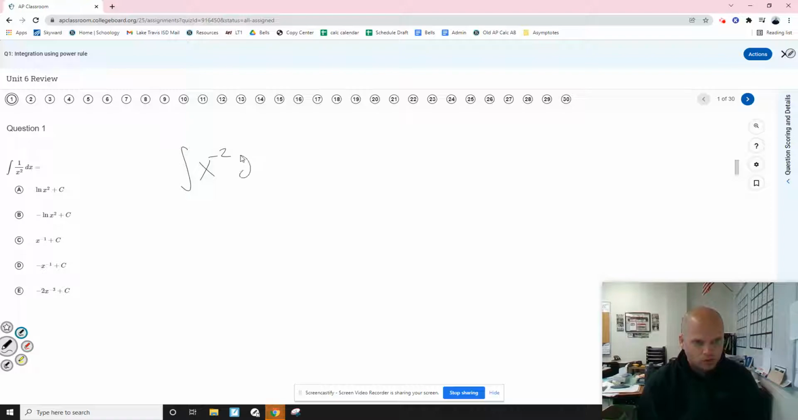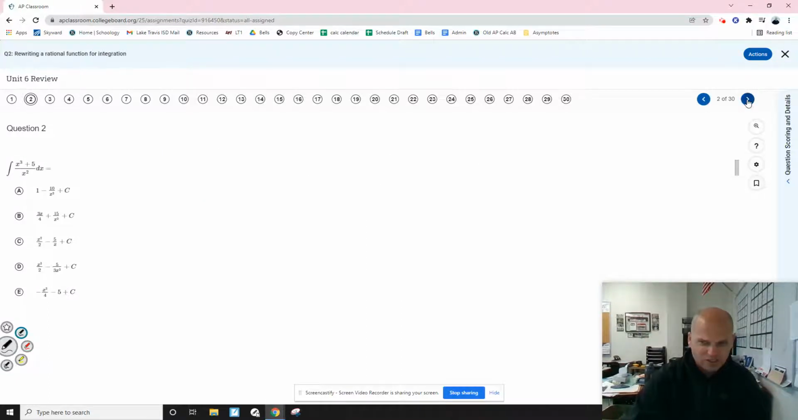antiderivative power rule works for every power except a negative first power. So if it's x to the negative second, I can use the power rule, add 1, multiply by the reciprocal. Let's not make this mistake on a test. Negative x to the negative first is that.